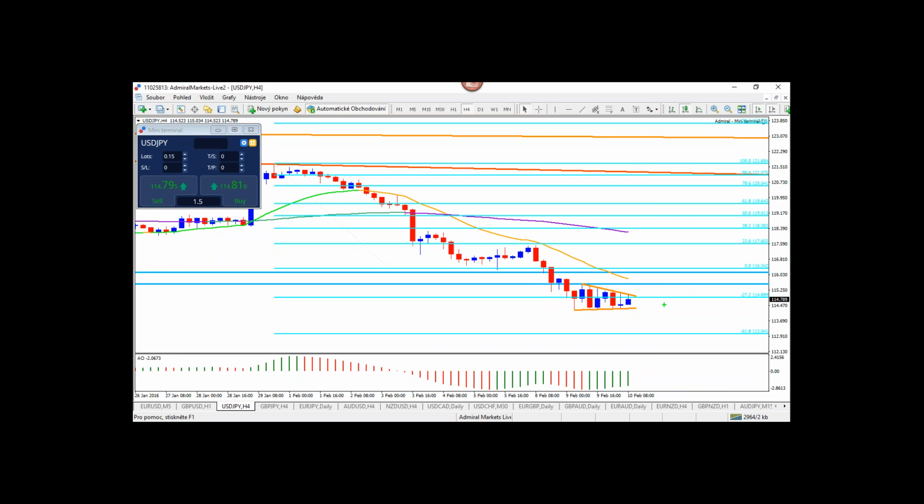The 114 is a strong 23.6 fib. So once we break that level, I think there's a decent chance of a move down to 113. Let's see, Roger says, breaks below, I would wait to see if previous support becomes resistance and then enter. Yeah, it's never a bad idea. Totally agree with that.